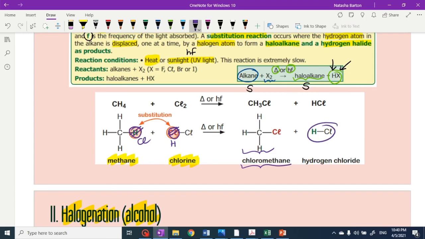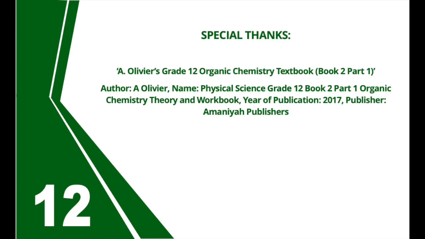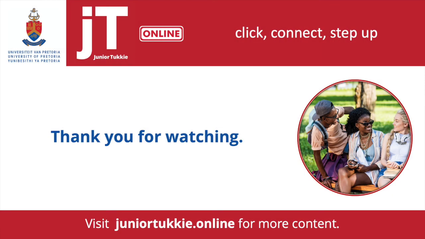As simple as that. So just remember, when we have a reaction of this sort, we must write the triangle for heat above our arrow, or we need to write hf, which indicates we are placing it in the presence of UV light or sunlight. So again, guys, saturated to saturated means that this is a substitution halogenation reaction. This is not an addition reaction.